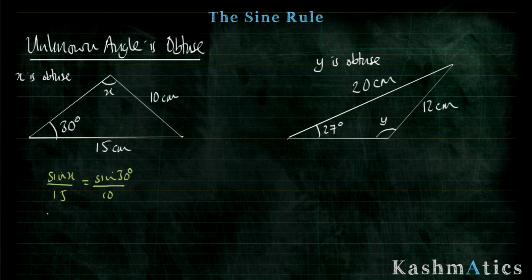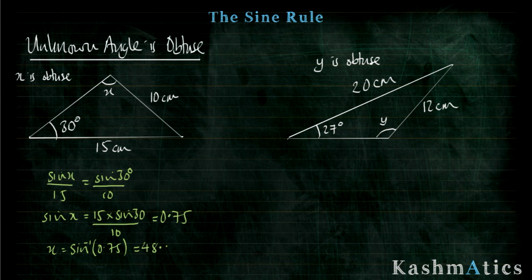10. Okay, so sine x would equal 15 times sine 30 divided by 10, and then you work out what the answer to that bit is, and that equals exactly 0.75. And what I do then is I say x equals the inverse sine of 0.75, which equals 48.6 degrees. Okay, and what you need to do is you need to say, well, I need an obtuse angle, so that can't actually be the right answer. So this actually can't be x.